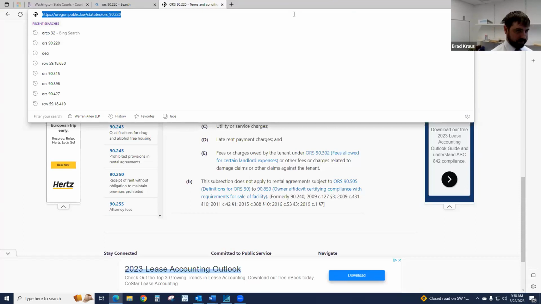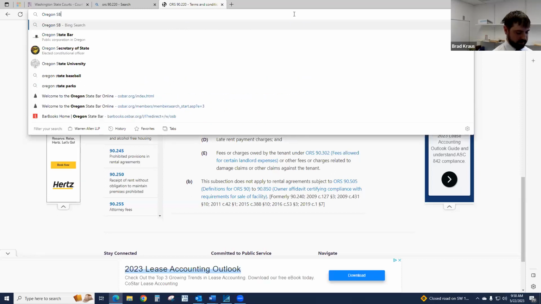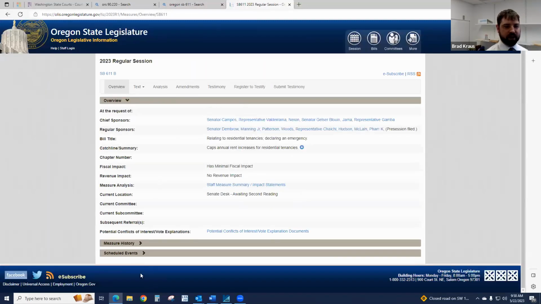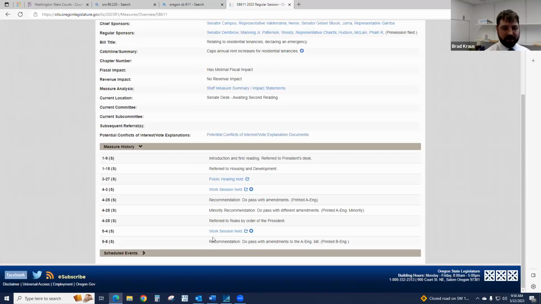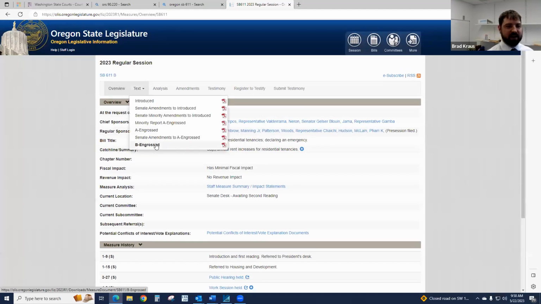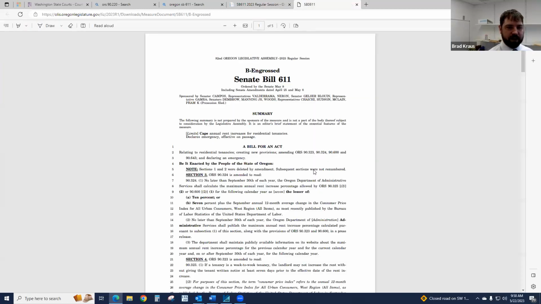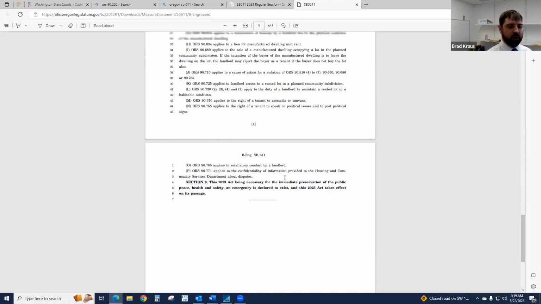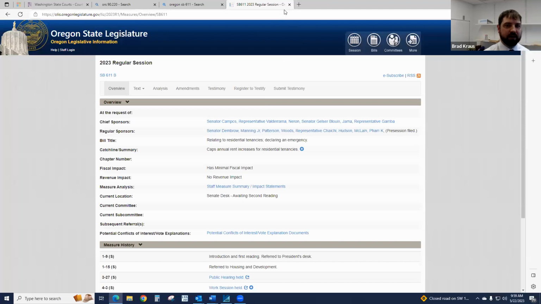And so if you look up, you can actually look up what the status of things are. So here's where it is on the legislature's website. So if you look at measure history, this is where it's at. It's been recommended that it pass. And so the current text is right here, is B engrossed. That's what we base this lecture handout on. And so if you pull up that B engrossed, here it is. And here is the implementation statute. This 2023 Act takes effect upon its passage. So they're not going to change that language. I would almost guarantee it. If they do, fantastic, but I would imagine they're not going to change that language.